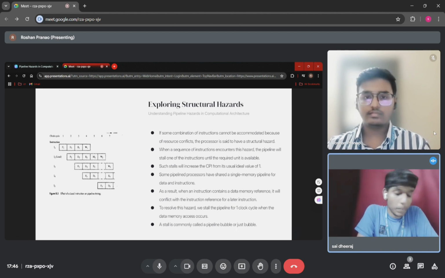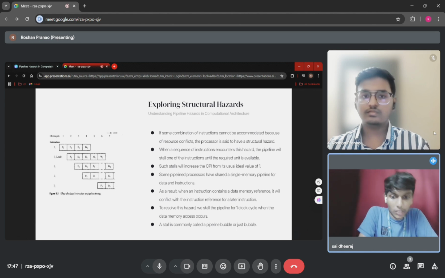Some pipeline processors share a single memory pipeline for both instructions and data. As a result, when an instruction contains a data memory reference, it will conflict with the instruction reference for a later instruction. To resolve this hazard, we stall the pipeline for, say, one clock cycle when the data memory access occurs. This stall is commonly called a pipeline bubble, or just a bubble.